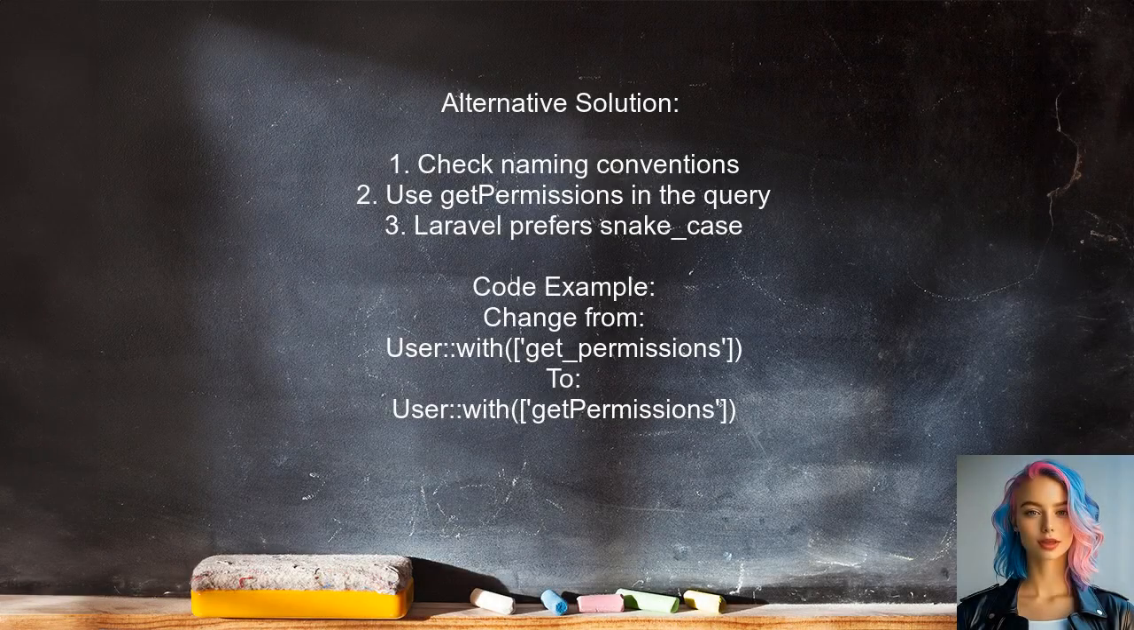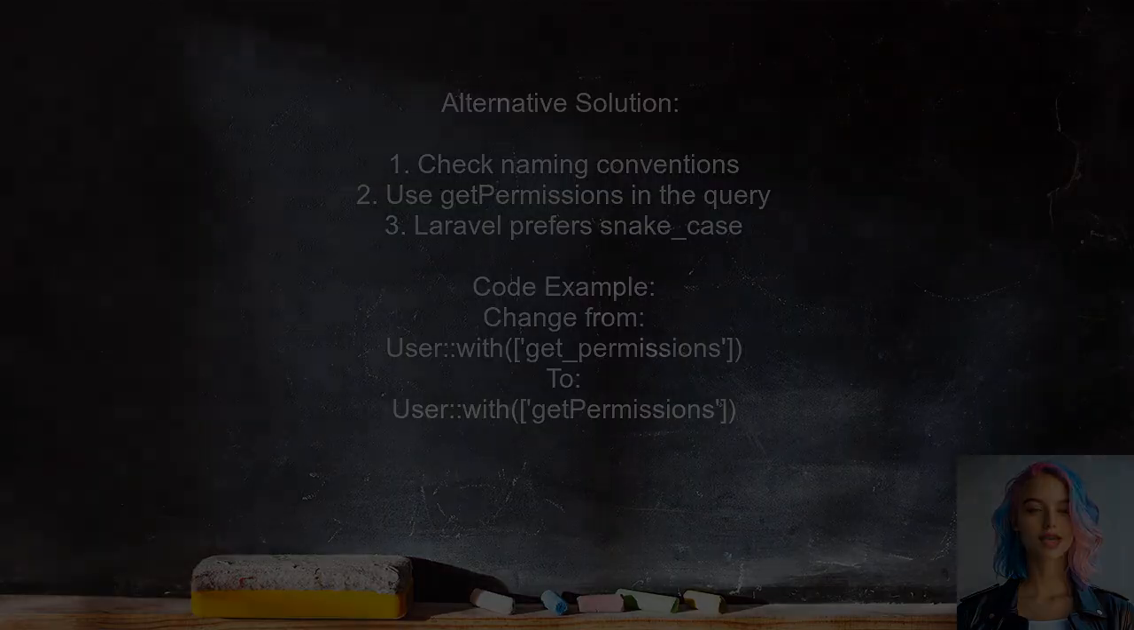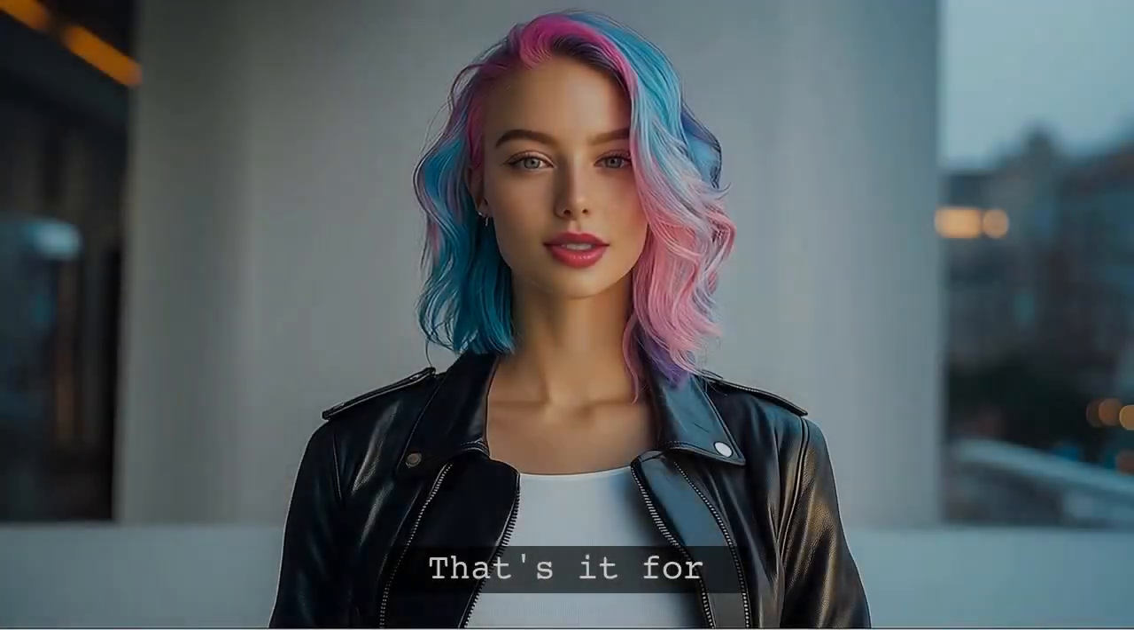One user found that the issue was due to a coding convention mismatch between camel case and snake case. They had defined the permissions method as getPermissions, but in their query, they used getPermissions. Once they corrected it to match the method name, the query worked. They also noted that Laravel typically prefers snake case, which can be confusing when coming from other frameworks. That's it for that response.